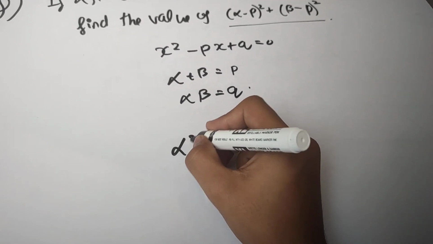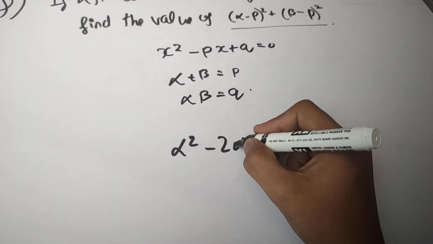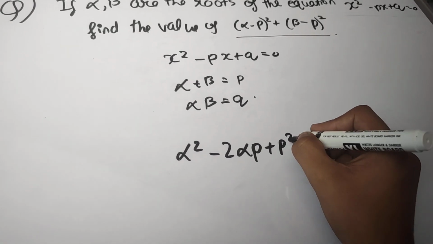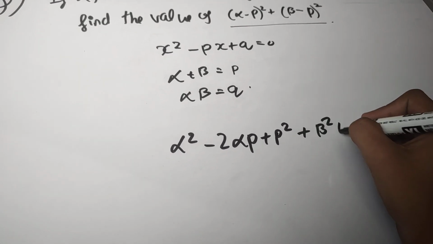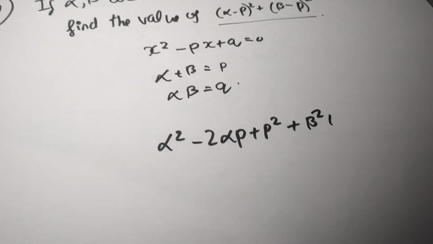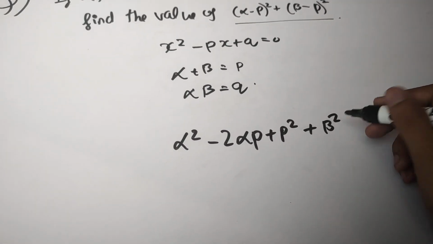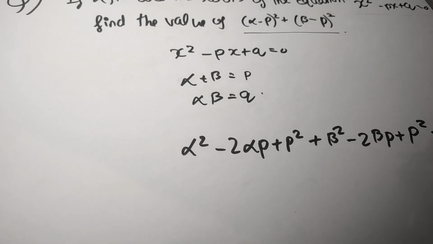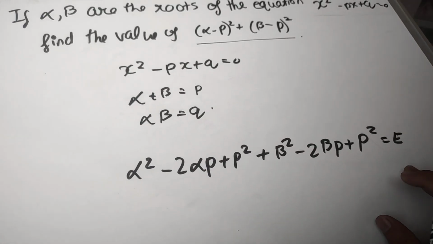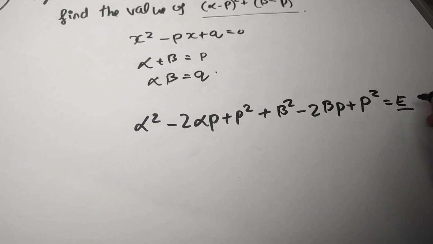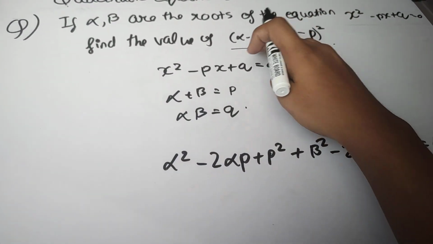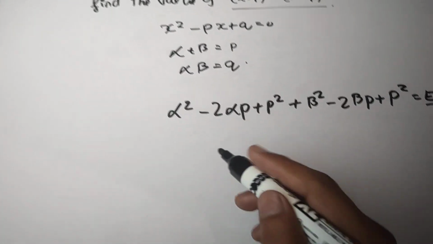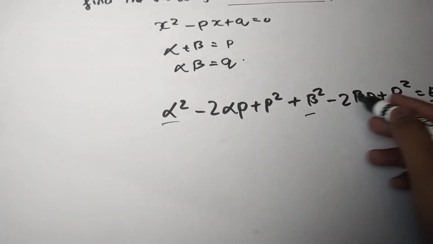So alpha square minus 2 alpha p plus p square plus beta square minus 2 beta p plus p square is equal to e. Let's consider this as the equation. We have to find the value of e. We have to solve this. So I just simplified the brackets, and then we'll collect the terms.